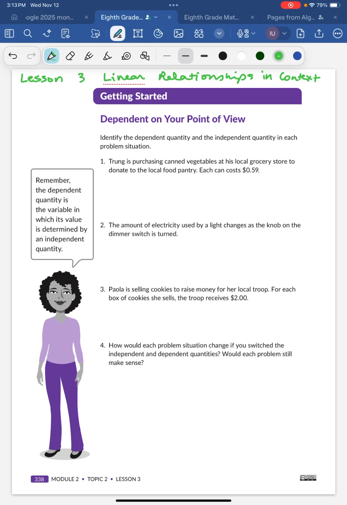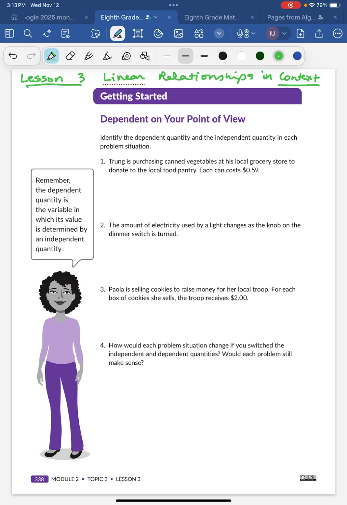Okay, we are moving on to a new lesson. Lesson 3, linear relationships in context. Context, as you know from English, just means the situation that's going on around you. So we're going to look at linear relationships and see those in real life situations is what that means.